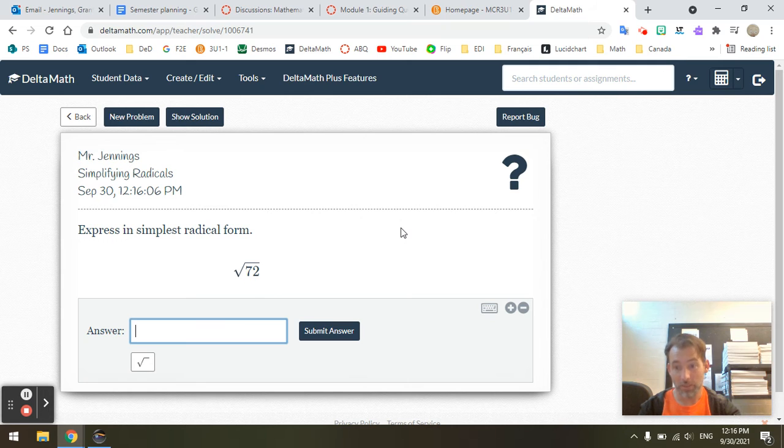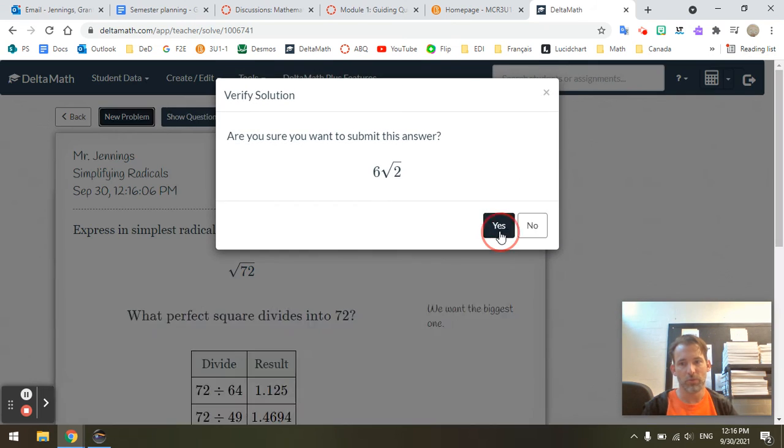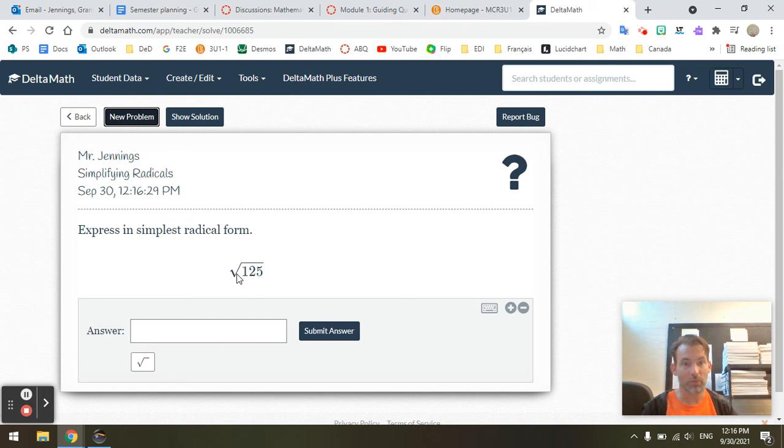Yay, new problem. Okay, 72. Oh, 72. We discussed this one in class. I can't remember it. Was it like 6 root 2? I think 6 root 2, if I'm just trying to remember what we did in class. Yes, it's 6 root 2. And I'm doing that in a way that I don't want to explain my thinking because it's too weird. But it works. I see 25 is a factor and 5. So it's 5 root 5.